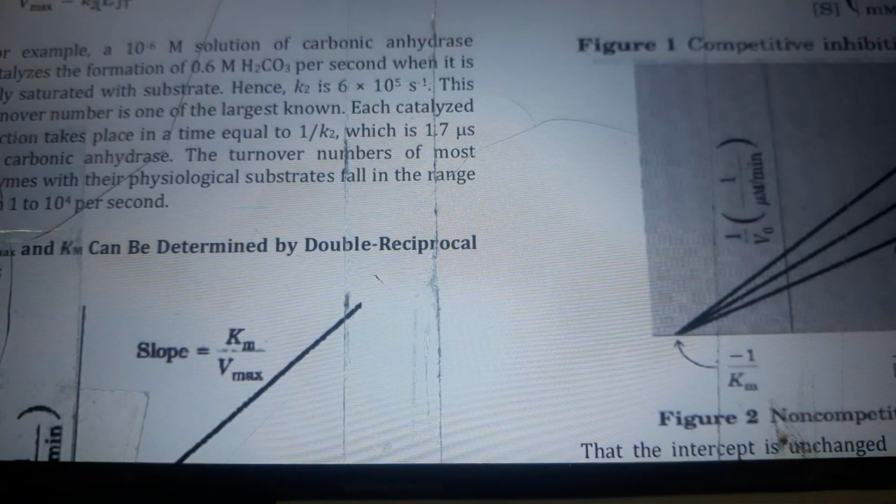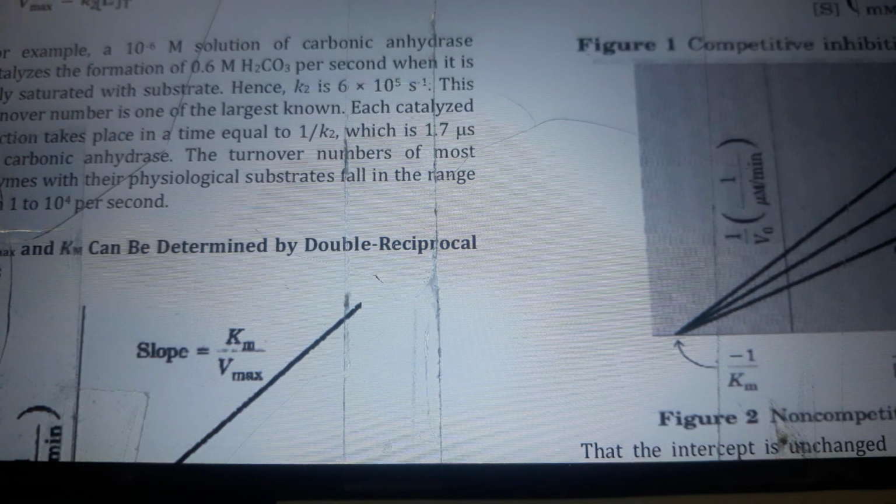For example, a 10 raised to minus 6 M solution of carbonic anhydrase catalyzes the formation of 0.6 M H2CO3 per second when it is fully saturated with substrate. Hence, K2 is 6 into 10 raised to 5 s minus 1. This turnover number is one of the largest known. Each catalyzed reaction takes place in a time equal to 1 by K2, which is 1.7 microseconds for carbonic anhydrase. The turnover number of most enzymes with their physiological substrates falls in the range from 1 to 10 raised to 4 per second.